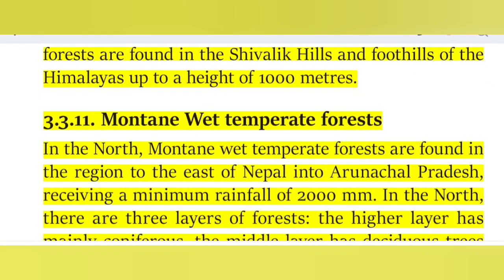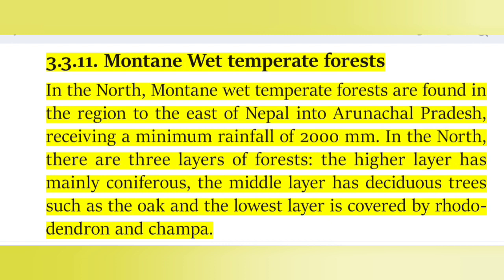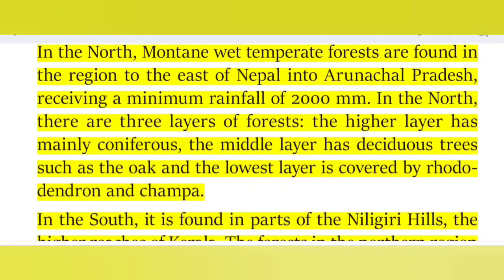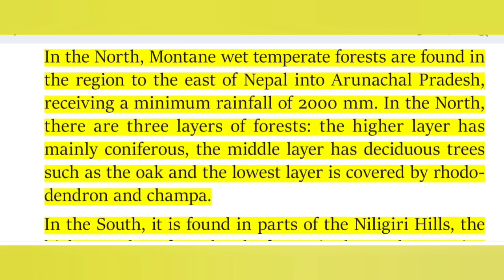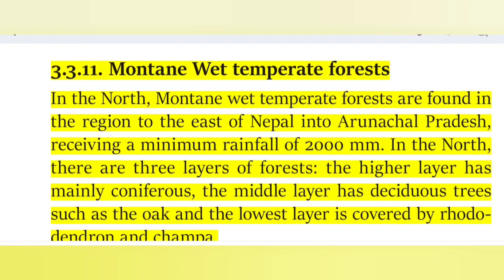Next is mountain wet temperate forest. So in the north, mountain wet temperate forests are found in the region to the east to Nepal into Arunachal Pradesh, receiving a minimum rainfall of 2000 millimeter. In the north, there are 3 layers of forest. The higher layer has mainly conifers, the middle layer has deciduous trees such as oak and lower layer covered with rhododendron and champa. So mountain wet temperate forest, right?